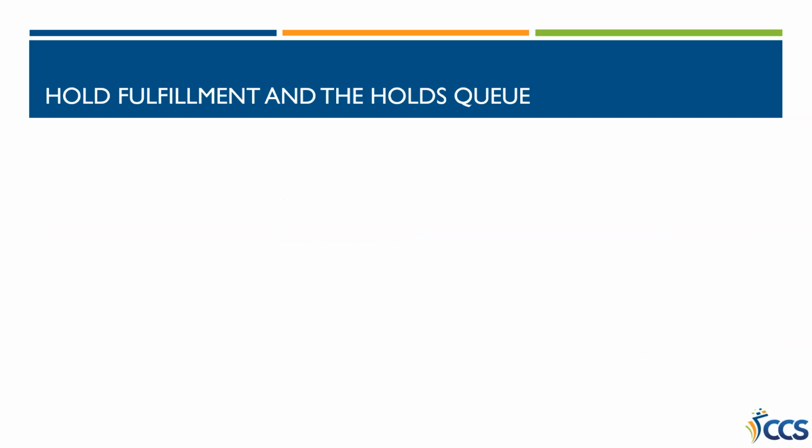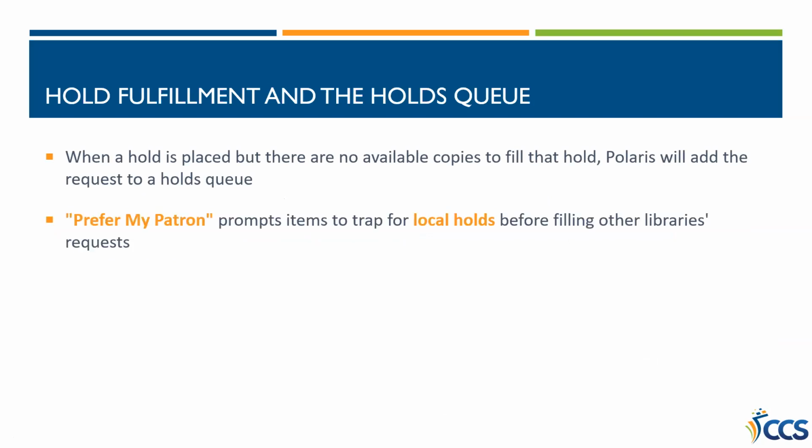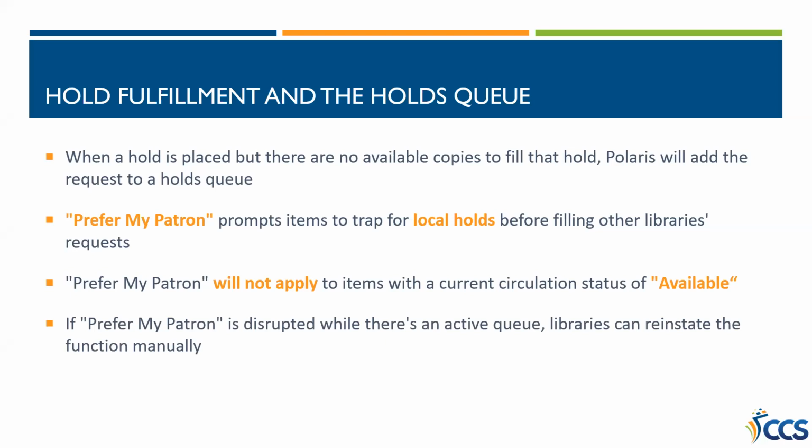Okay, to summarize this section, if there are no copies available to fill a hold, the request is going to be added to a holds queue for the title. Polaris uses the function called Prefer My Patron, and this way, when items are returned, they will prioritize filling local holds first before trapping for other libraries' patrons. However, Prefer My Patron is not going to apply to items that currently have a circulation status of available. Good thing is, we just learned about a couple methods to use if Prefer My Patron is disruptive and there's still an active queue.